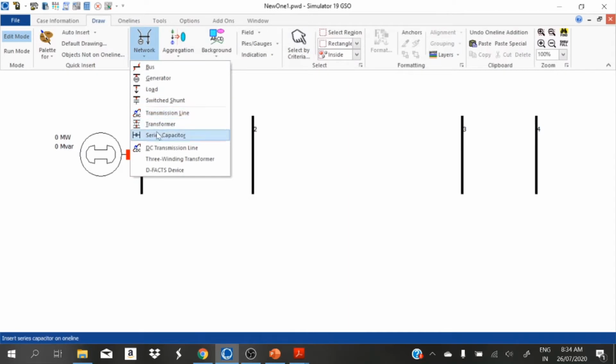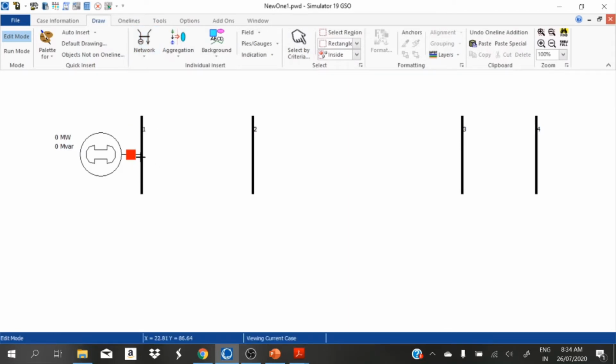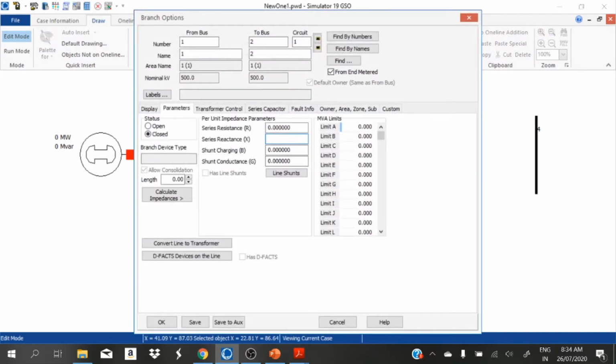We have to connect a series capacitor between bus 2 and 1. The value of the series capacitive reactance is 0.0051 according to our calculation. Here I put a minus sign for the capacitor.